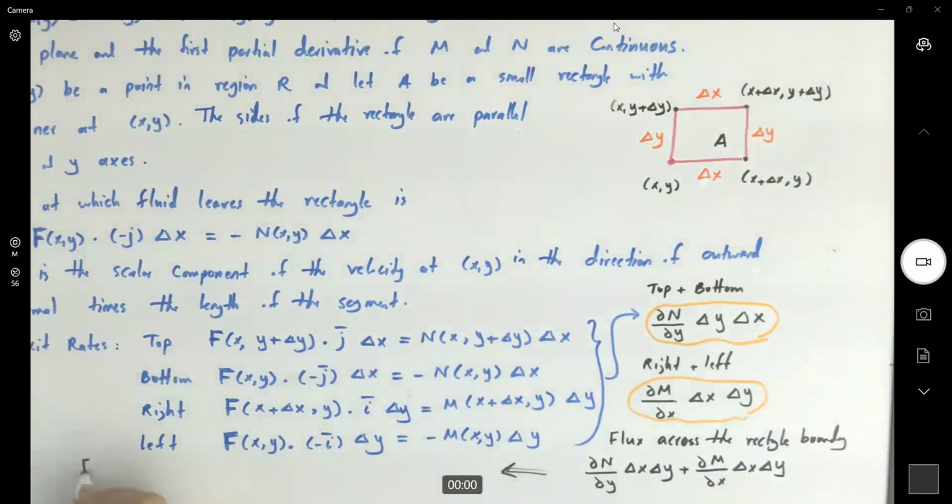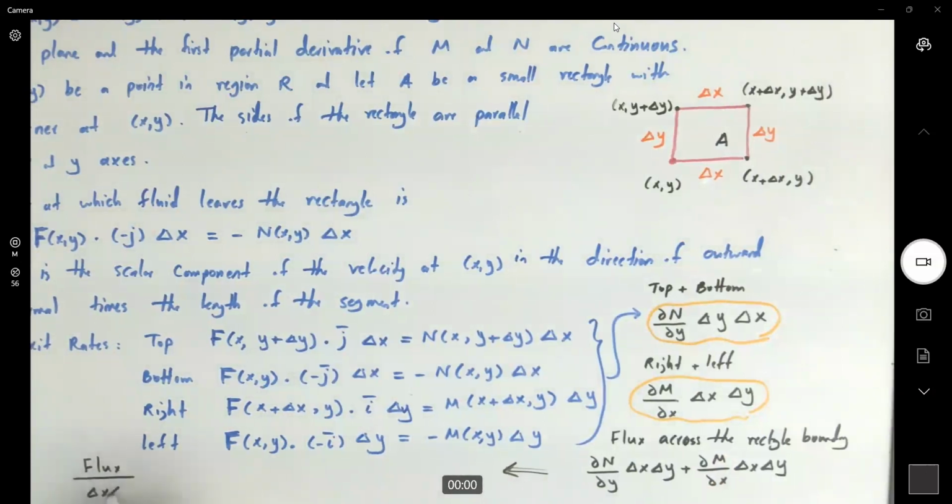So you have the flux divided by delta x, delta y, which is the divergence of f, which can be written as the partial derivative of m with respect to x plus the partial derivative of n with respect to y.